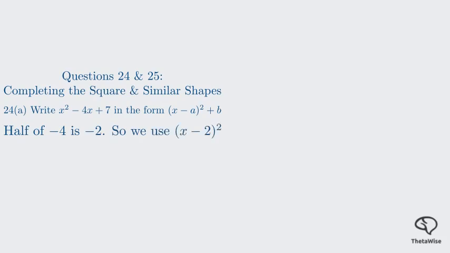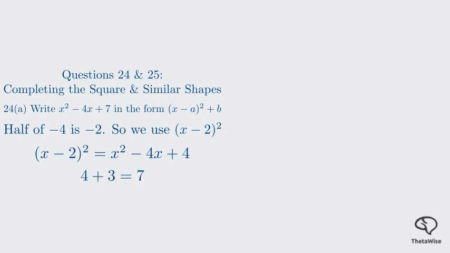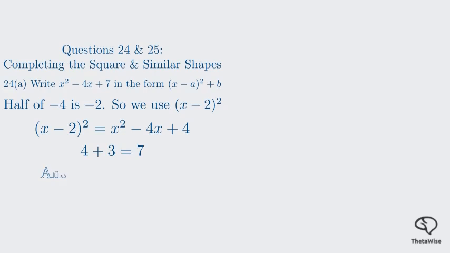Questions 24 and 25 deal with completing the square and similar shapes. Write x squared minus 4x plus 7 in completed square form. To complete the square, we take half of the coefficient of x, which is -2. (x minus 2) squared equals x squared minus 4x plus 4. We have a plus 7, so we need to add 3 to the expansion. The answer is (x minus 2) squared plus 3.